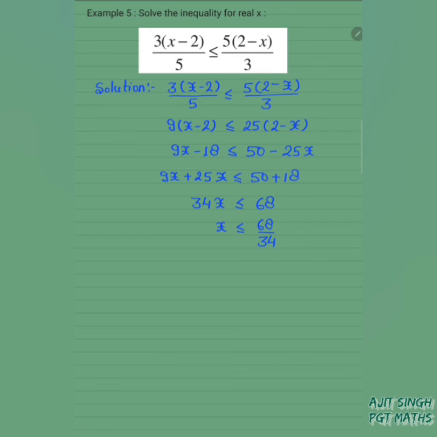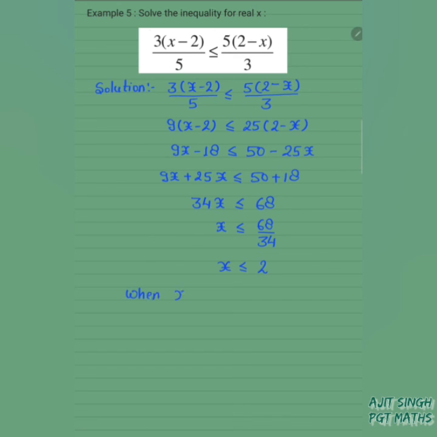The rules are the same as in the solution of an equation, a little bit different in the multiplication or division by a negative number. We only reverse the sign of inequality there. The difference is that when we multiply or divide the inequality by any negative number, the sign of inequality is reversed. Otherwise, rule 1 and rule 2 are the same as we use in the solution of an equation. So here x less than or equal to 68 upon 34, which is equal to 2. So x less than or equal to 2.